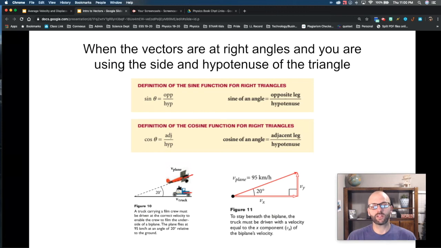Take a look down at the bottom. You see a plane and a truck. The plane is flying at an angle above horizontal and that truck is continuing on. They want to know what the speed would be for the truck to stay directly underneath the plane. You would solve for the horizontal component there, and because the x is horizontal, next to the angle, you would use cosine in this case. So you would do 95 times the cosine of 20, and that would tell you what speed the truck needs to be to stay directly underneath that plane. And so that's how you use these types of functions.